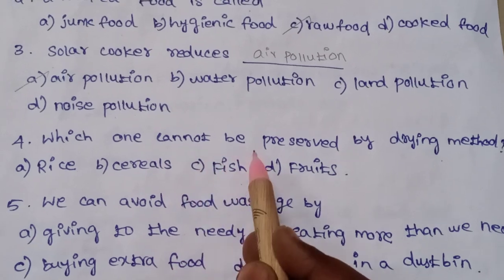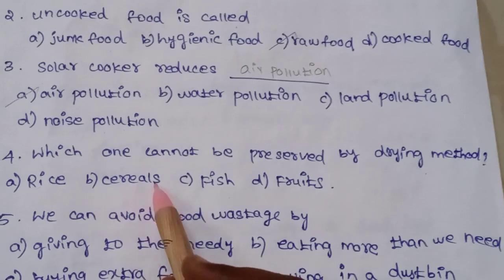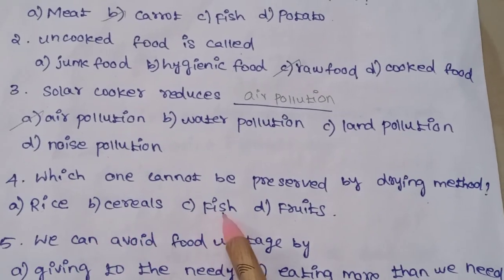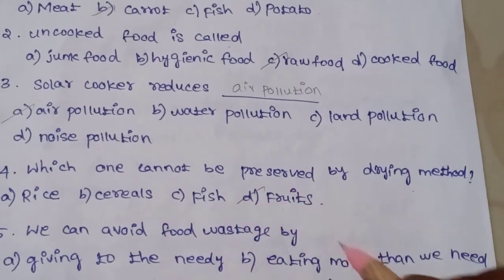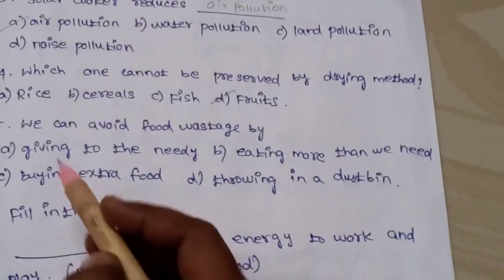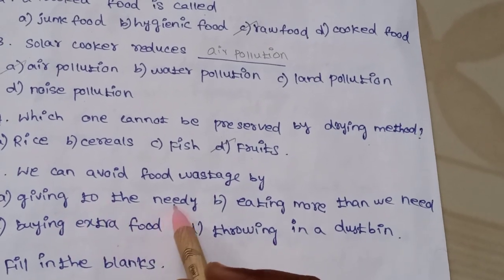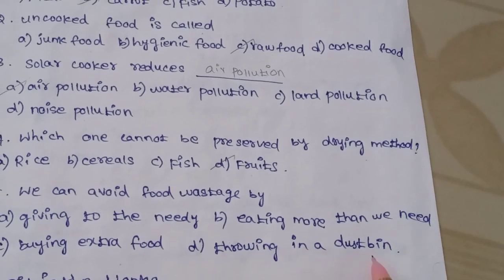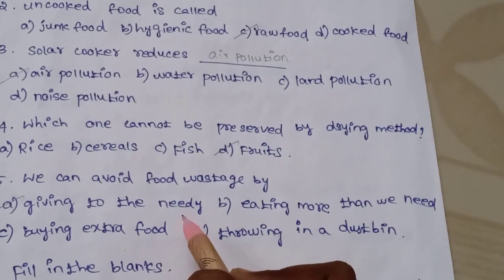Okay. Next, fourth one. Which one cannot be preserved by the drying method? A. Rice. B. Cereals. C. Fish. D. Fruits. So rice, cereals and fish we can preserve by the drying method, but fruits we cannot. So fruits is the answer. Fifth one, we can avoid food wastage by giving to the needy, eating more than we need, buying extra food, or throwing in a dustbin. So option A, giving to the needy.